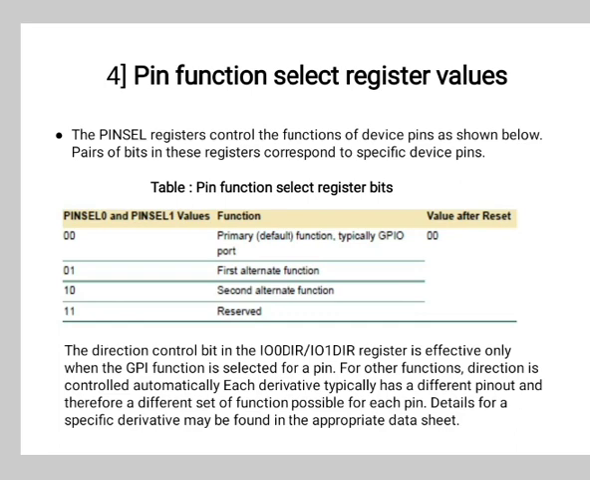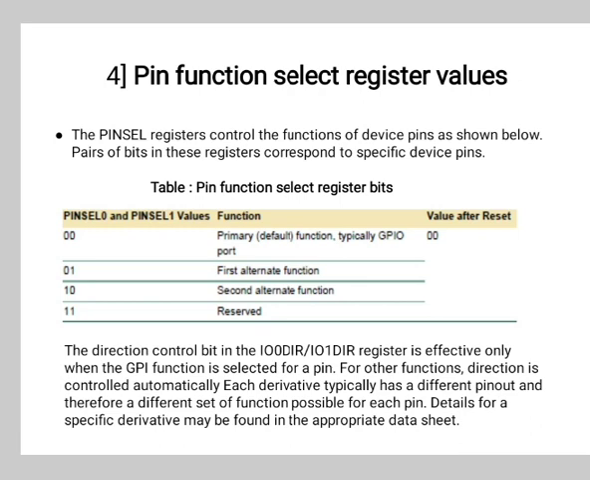So for the pin select 0 and pin select 1 values, there are 4 combinations: 0 0, 0 1, 1 0 and 1 1. For 0 0 it is the primary function, typically GPIO port. For 0 1 it is the first alternate function. For 1 0 it is the second alternate function, and for 1 1 it is reserved. The value after reset is 0 0.